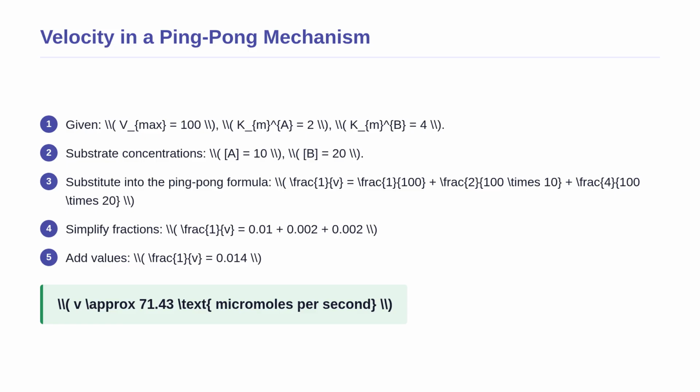We substitute our given values into the three terms. The first term is the baseline inverse velocity, while the others account for the binding of each substrate. Simplifying the fractions gives us 0.014. Taking the reciprocal yields approximately 71.43 micromoles per second. This makes physical sense. The enzyme is well saturated, so the velocity is high, but still below the absolute maximum of 100.